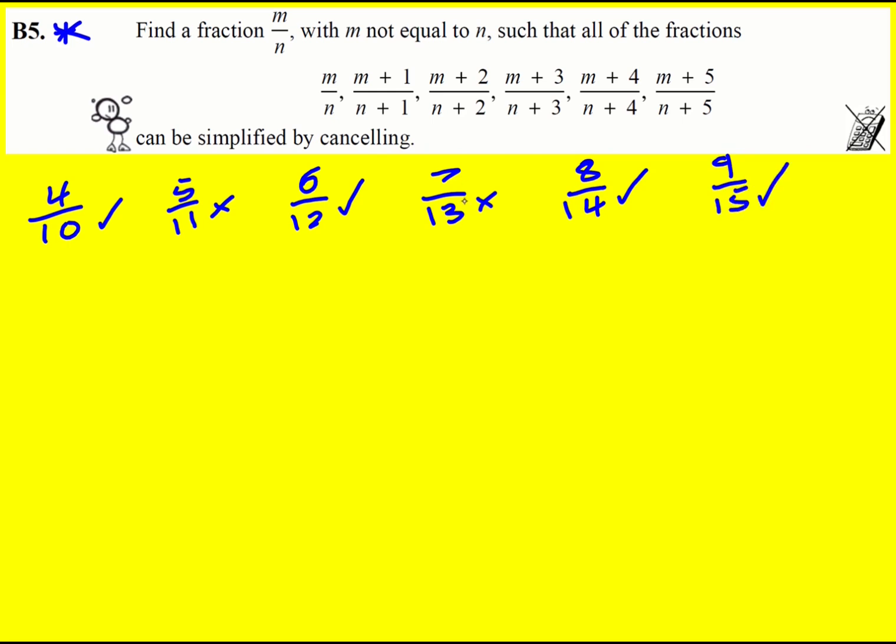Okay, so 2 didn't work, but by choosing m and n to be even, I guaranteed that these ones would simplify. So I think that is a good way forward, and that is what I used as my basis.